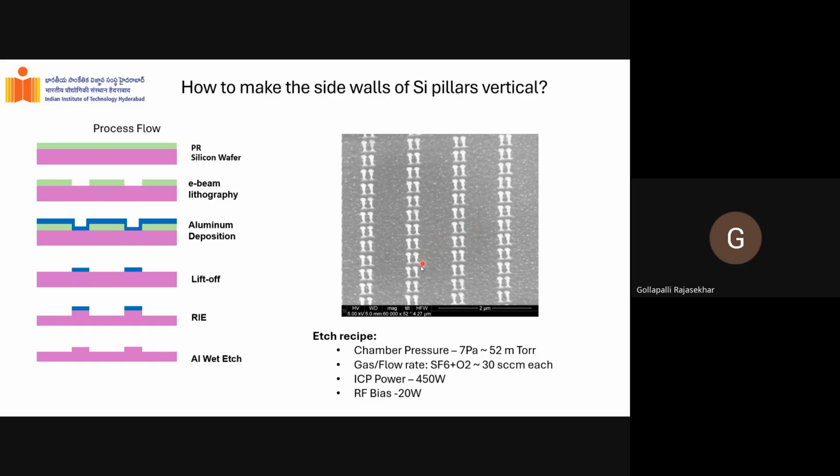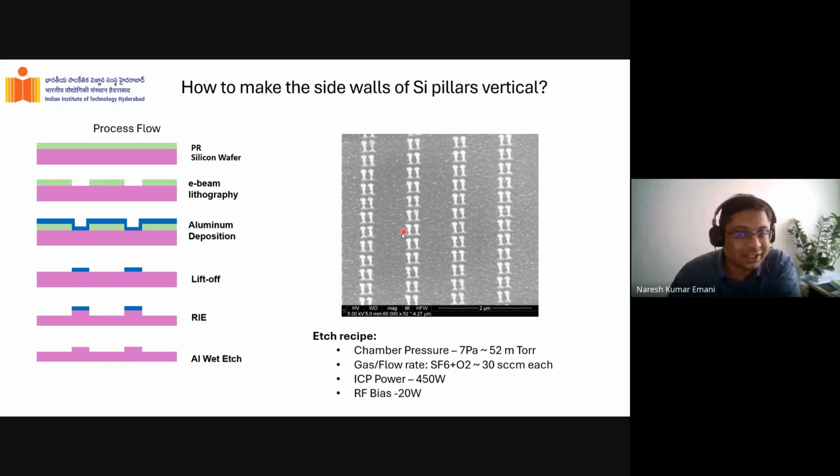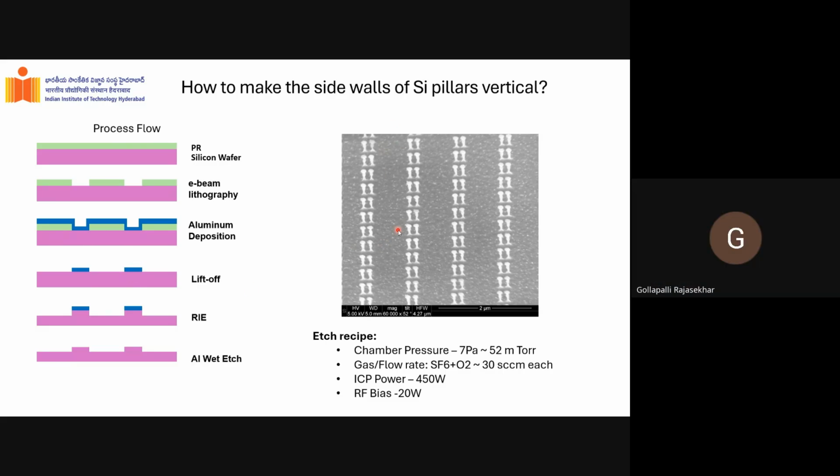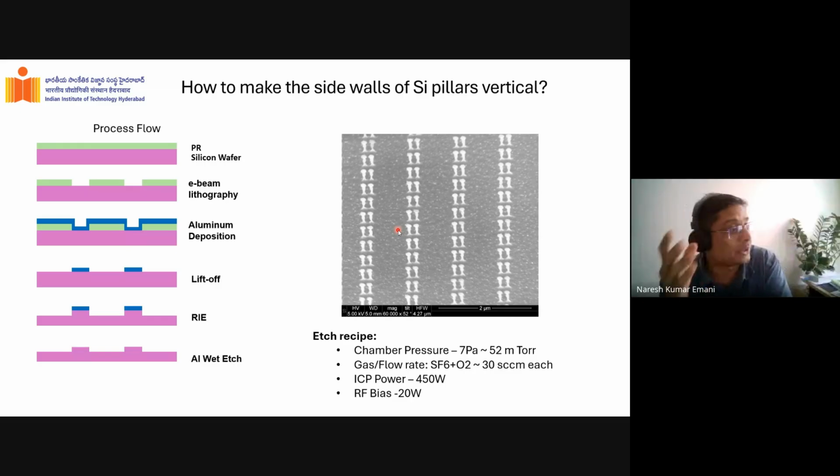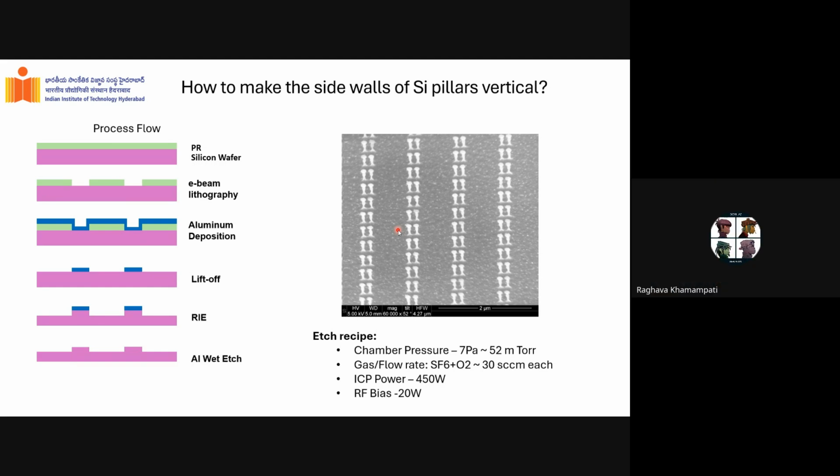Yes, sir. Okay. If you have aluminum deposited here, if you simply increase the RF power, it will simply sputter the aluminum and then it will cause micro masking. It won't work. What else can be done? Flow rate, Raghava. Sir. What do you say? Flow rate increase or decrease?